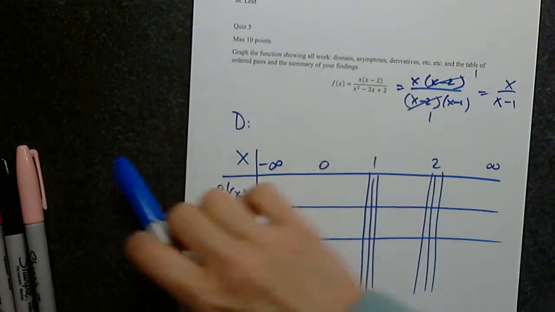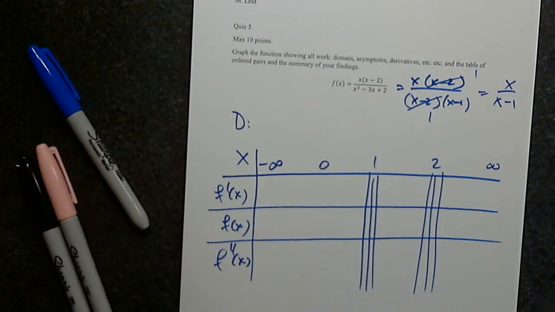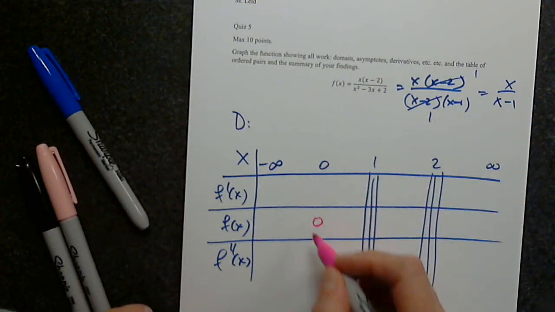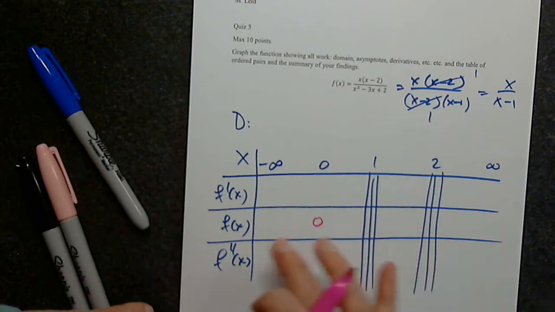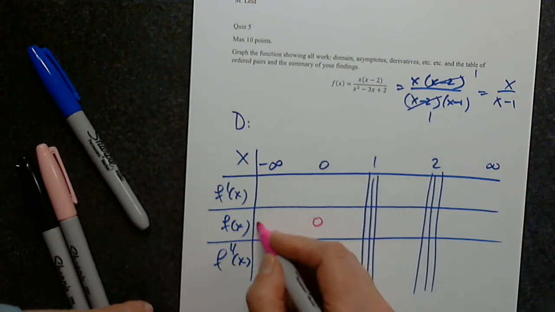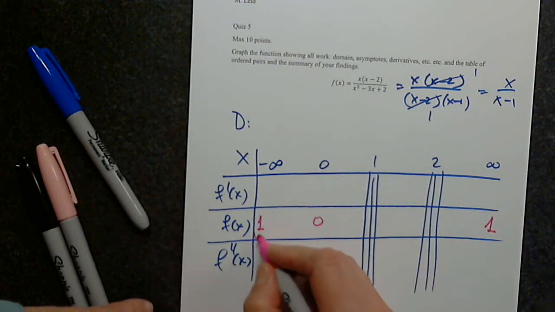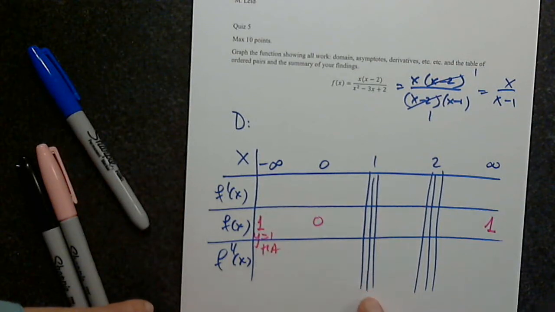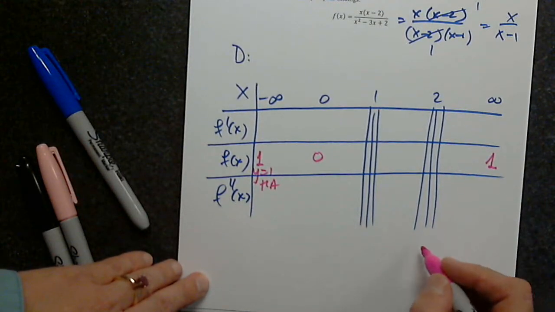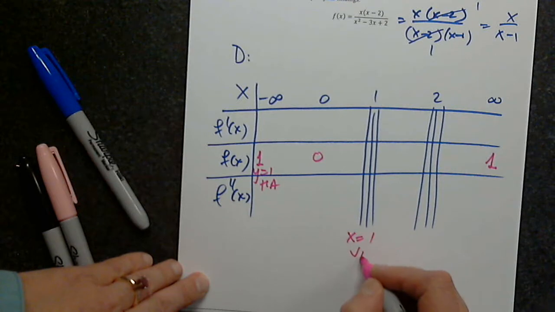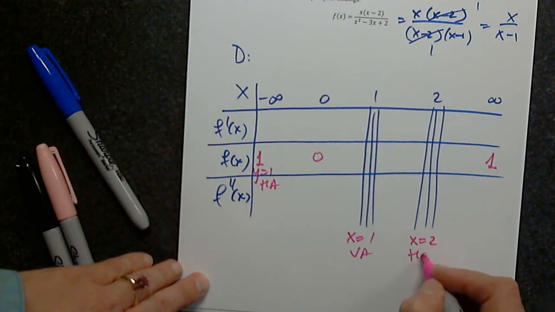So all you have to do is, first of all, determine when x is 0, so you get 0. Determine the end limits, same degree over same degree, so this is 1. So y equals 1 is a horizontal asymptote. x equals 1 is a vertical asymptote, and x equals 2 is a hole.